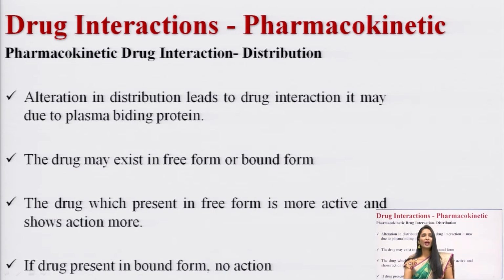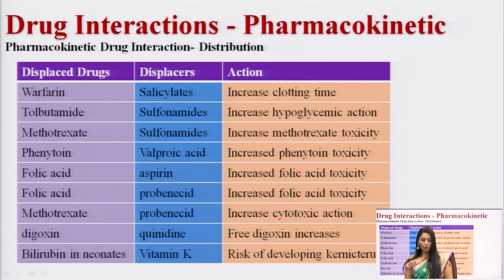And next one, pharmacokinetic drug interactions in distribution. Distribution plays an important role here and can lead to drug interaction. In distribution, drugs are in a bound form and a free form. A drug in a bound form shows less toxicity, and a drug in a free form shows its action and more toxicity as well. The drug present in bound form does not show any action or any toxic adverse drug reaction. So, what is the displacer drug?